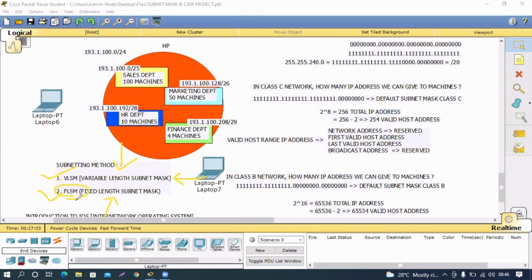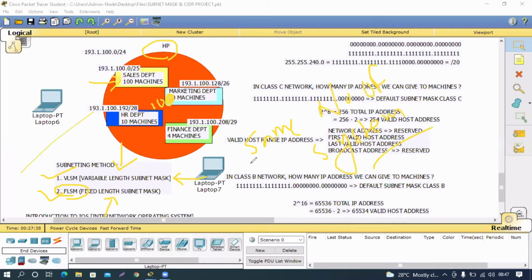Because in FLSM, you must have the same type of requirement. It means if your sales department has 100 systems, your marketing department also must have 100 systems, which is not logical or reasonable. Because in a company, every single department having the same number of systems is not possible. It doesn't sound reasonable.